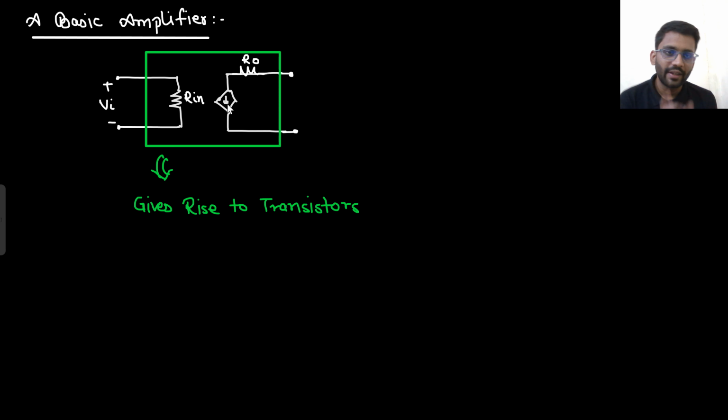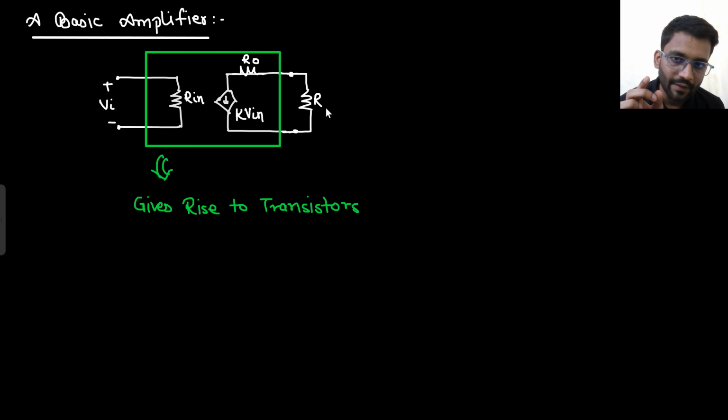It amplifies the input. It can change it into current as well, or into voltage as well. We are assuming it is changing our input voltage into current with some factor K. So it has changed our input voltage into current, and then at the load we have some resistance RL. So what will be your output?